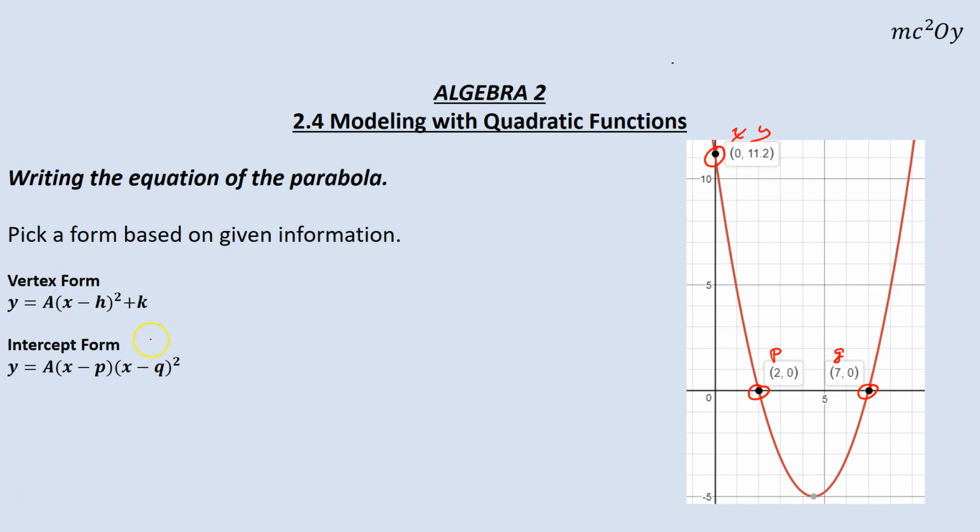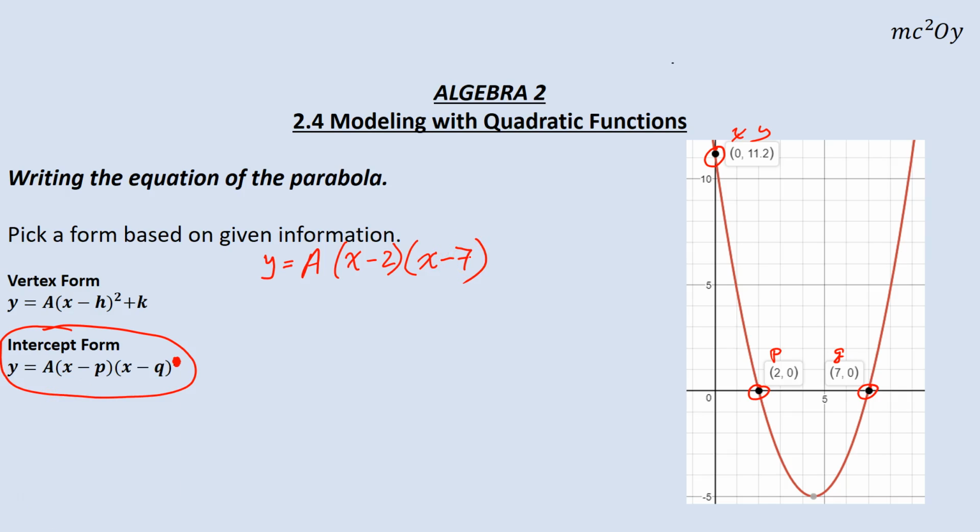So really, we'd want to use intercept form here. Looking at it, we'd have y equals a times the quantity x minus p, or x minus 2, times the quantity x minus q, or x minus 7. And once again, we have that square there. That should not be there, so get rid of that. And it's kind of an ugly looking 7 there. All right, fix that up there.